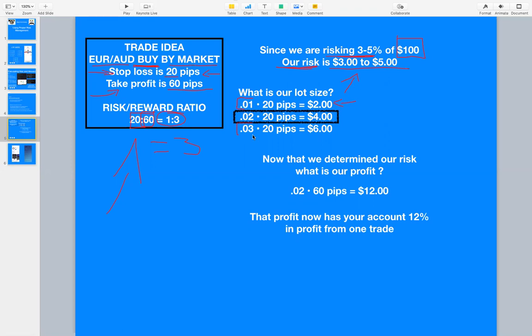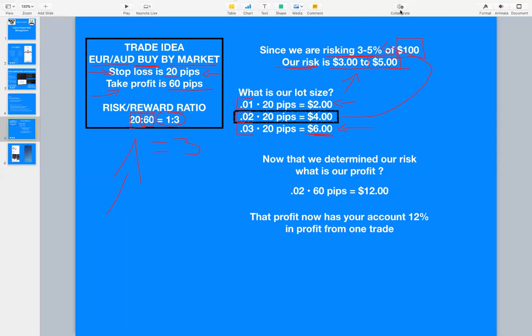If we do 30 cents per pip and we multiply it by our stop loss, which is 20 pips, to see how much we're risking, that's $6. 10 cents per pip is too little. 30 cents per pip is too much, $6. Our original risk maximum is $5. But 0.02 times 20 pips, which is our stop loss, is $4, which is perfectly in the range for our 3 to 5% stop loss.